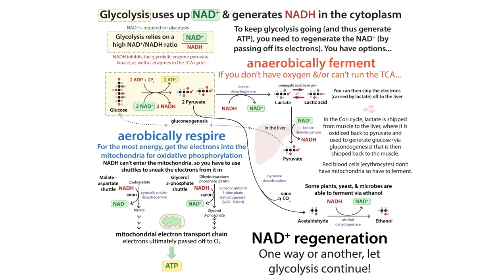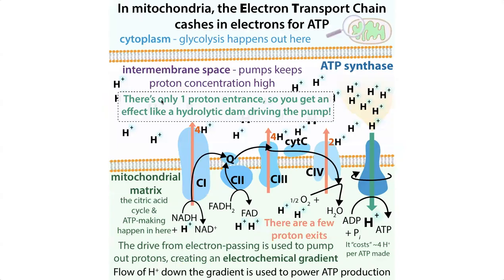In our last lesson, we talked about how glycolysis uses up NAD+ and generates NADH in the cytoplasm. Glycolysis will give us our 2 ATP on net, but it also is going to give us 2 NADH. And normally we think of that NADH as a good thing because we can take it through the electron transport chain to generate ATP through oxidative phosphorylation.